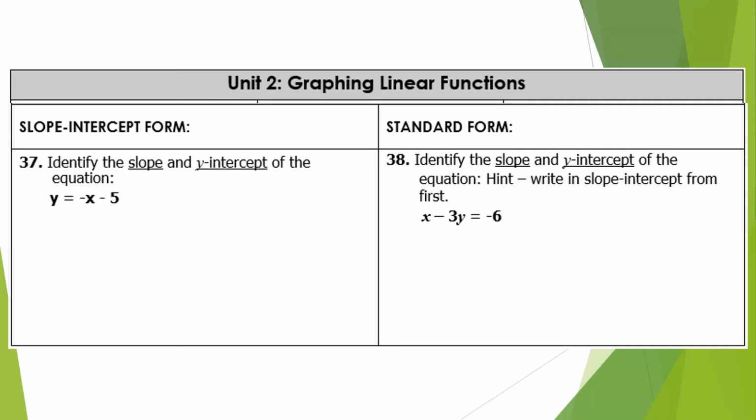We're going to identify the key features. Remember that slope-intercept form is exactly what it says. It has the slope and the y-intercept in it. Standard form typically looks like ax plus by equals c, and often we rewrite it by solving for y. So let's take a look at 38 for this example.